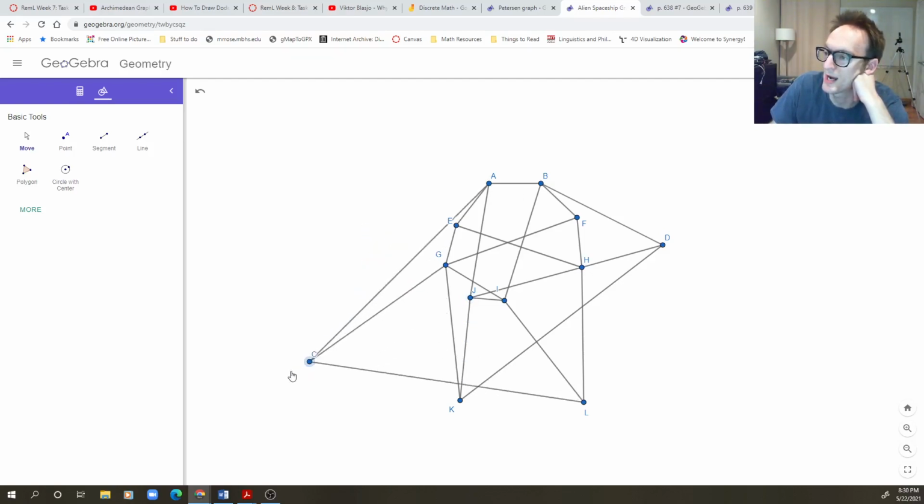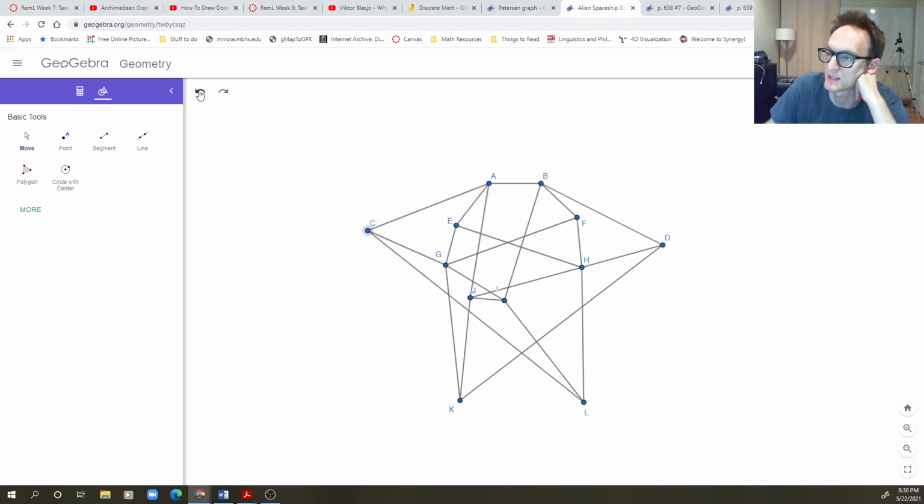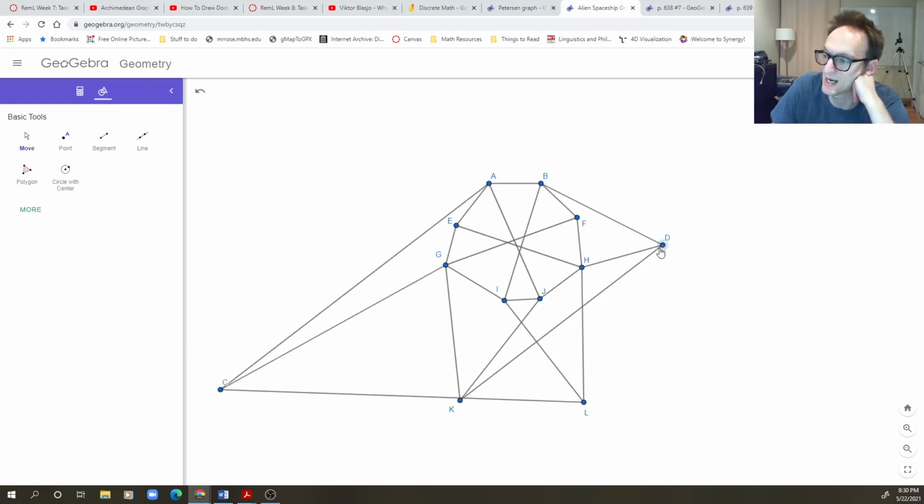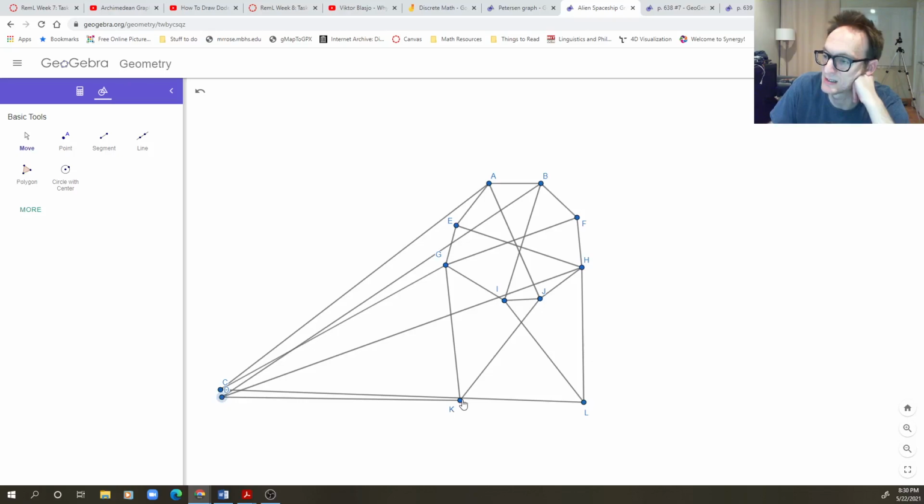So, you know what? Here's what I think. Watch this. I am kind of vaguely remembering. Here's what I remember. I remember staring at this for a while and thinking, man, even without C, D, K, and L, I think that this graph is not planar. So here's what I did. I dragged C, D, K, and L far away.